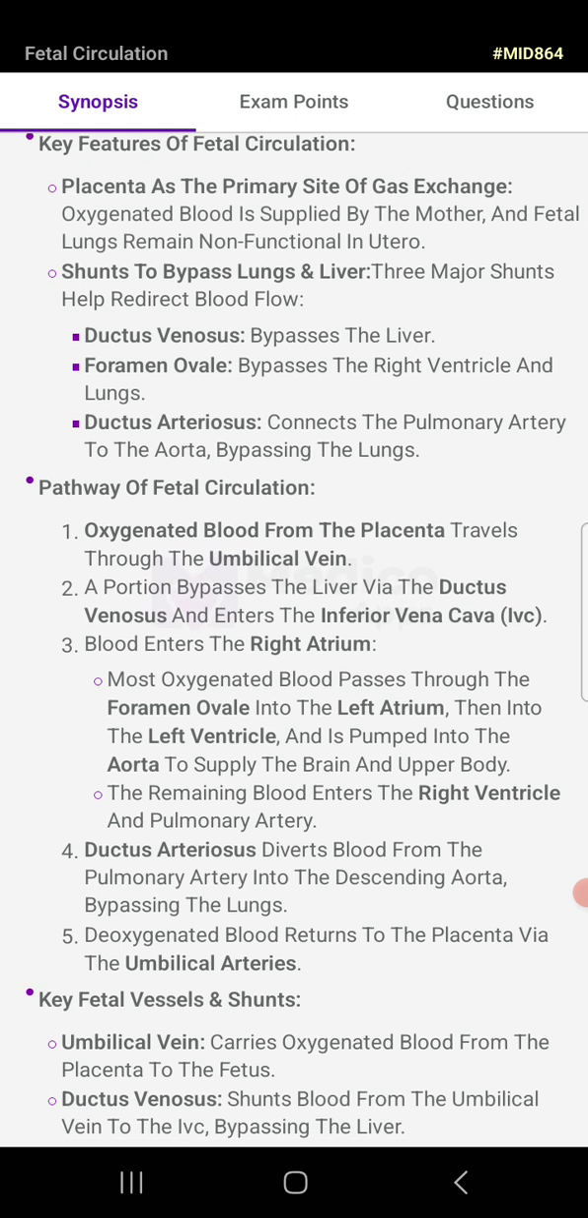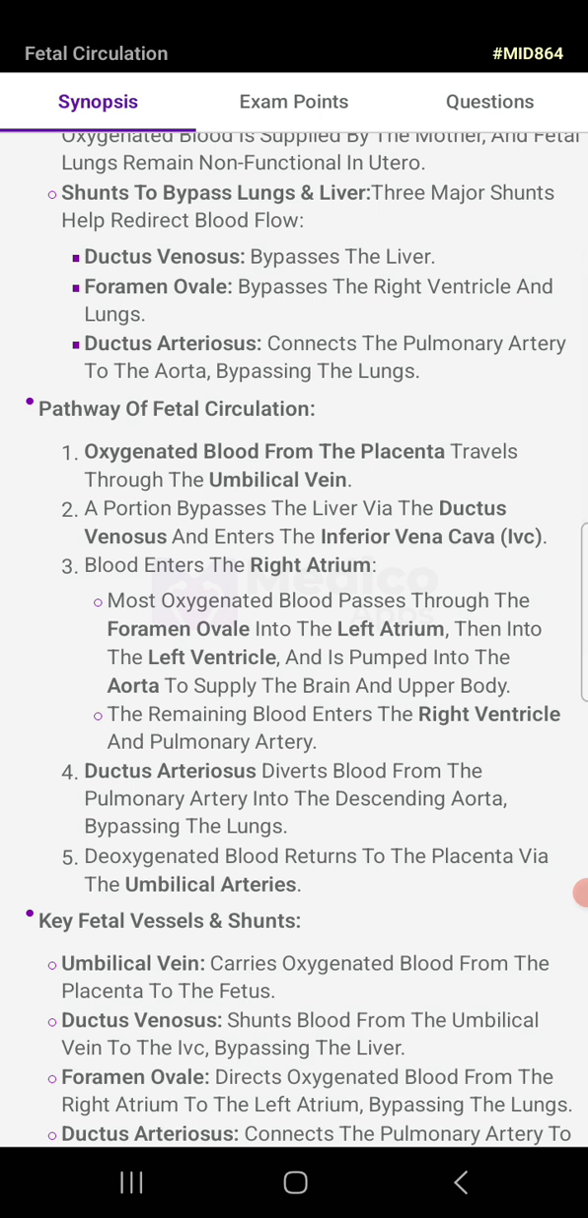Pathway of the fetal circulation. Oxygenated blood from the placenta travels through the umbilical vein. A portion bypasses the liver via the ductus venosus and enters the inferior vena cava. Blood enters the right atrium. Most oxygenated blood passes through the foramen ovale into the left atrium, then into the left ventricle, and is pumped into the aorta to supply the brain and the upper body.